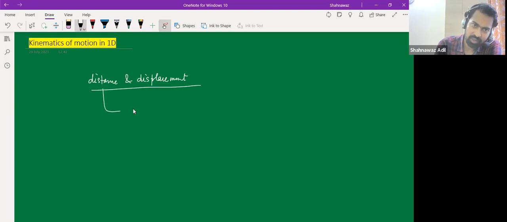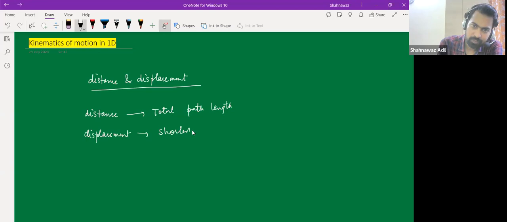Distance is the total path length, and displacement is the shortest path. Distance is a scalar quantity, and displacement is a vector quantity. So this was the first attribute.